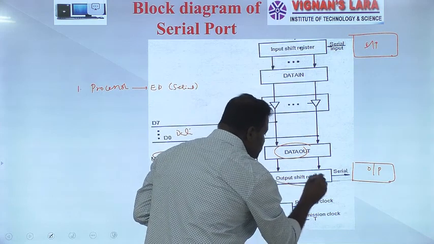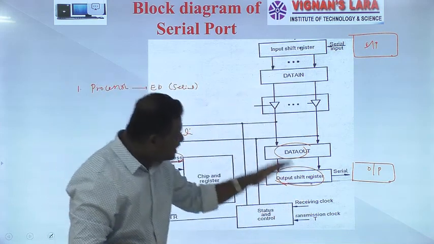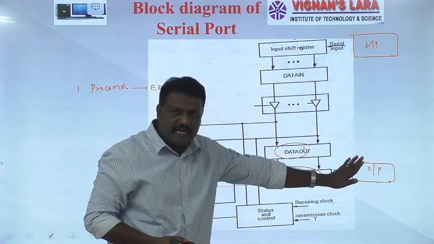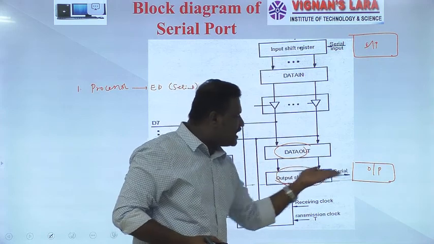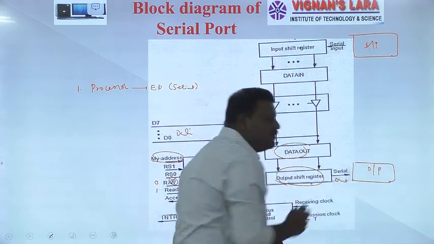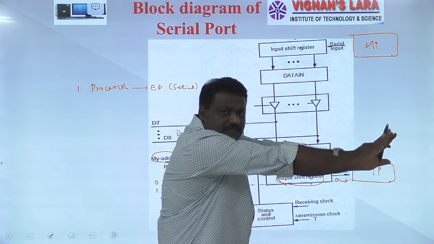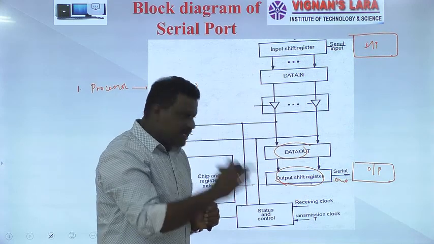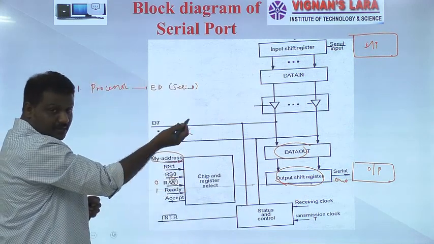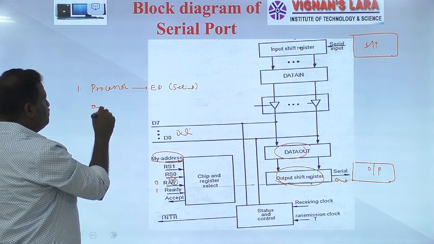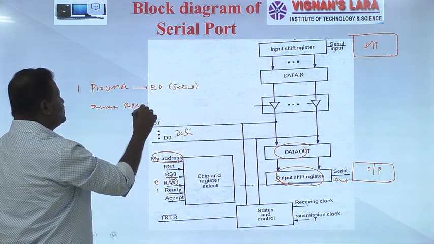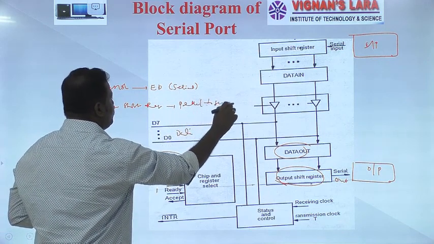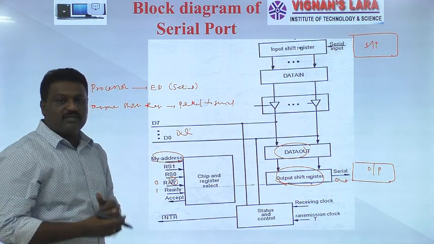Now it is the responsibility of this out shift register to convert the data which is in parallel form to serial form. That means at the output of this shift register I have a serial out signal. With the help of this, our interfacing circuit transfers the data to an output device. So the output shift register converts data from parallel to serial. Like this it will transfer the data.